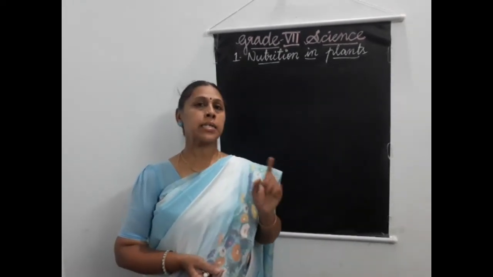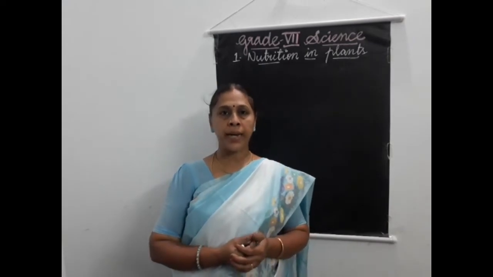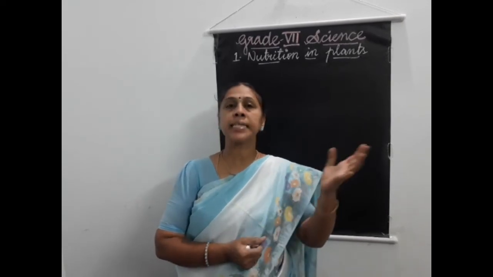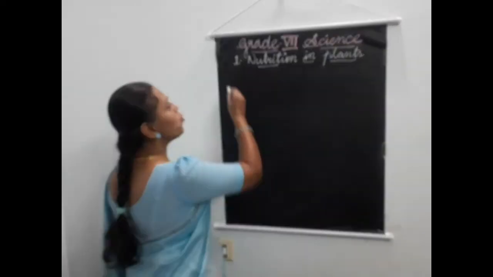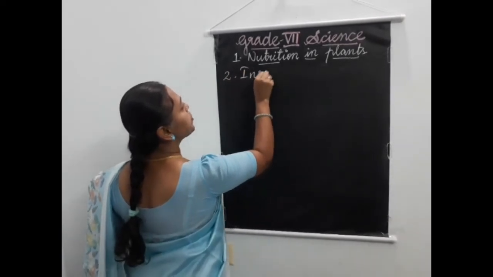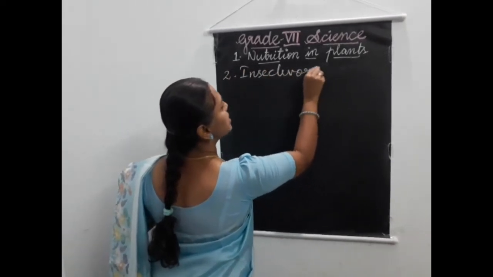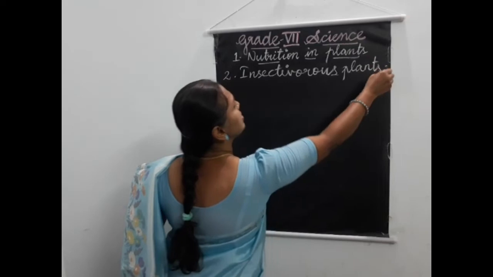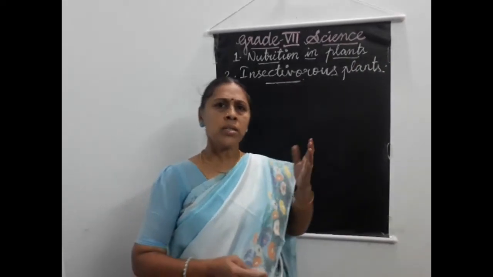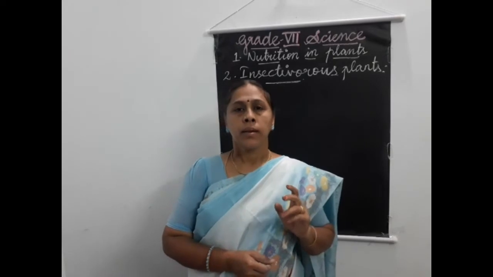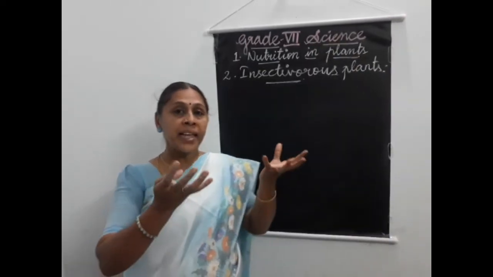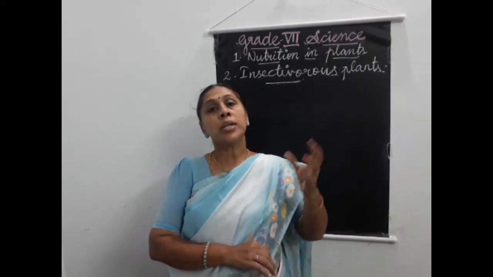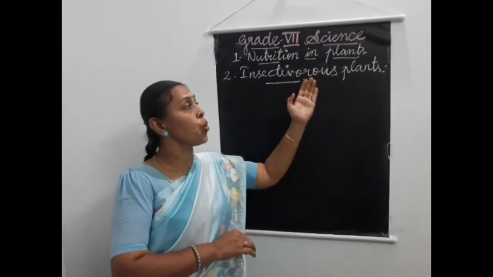So now we discussed the parasitic mode of nutrition. That means the plants which deprive the nutrition from the host follow the parasitic mode of nutrition. Example, Cuscuta. Now the second one is insectivorous plants. What is this insectivorous? The plants trap the insects and absorb nutrients from the insects. Such types of plants are called insectivorous plants.